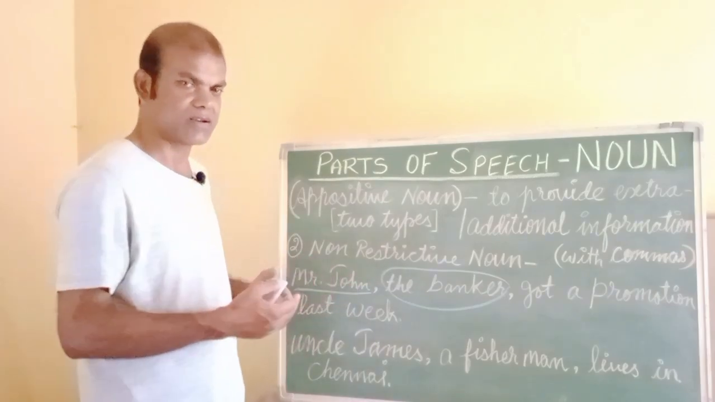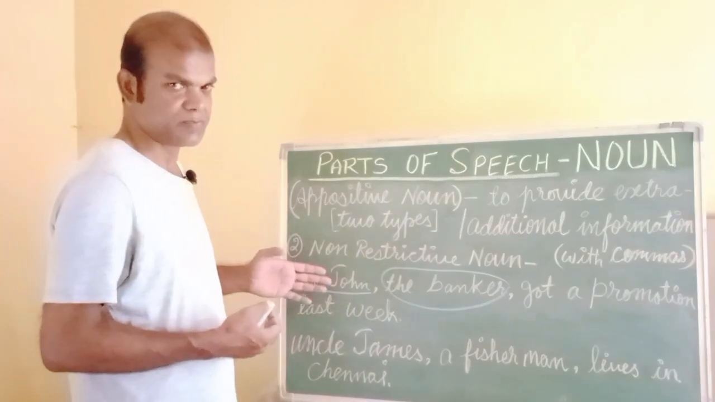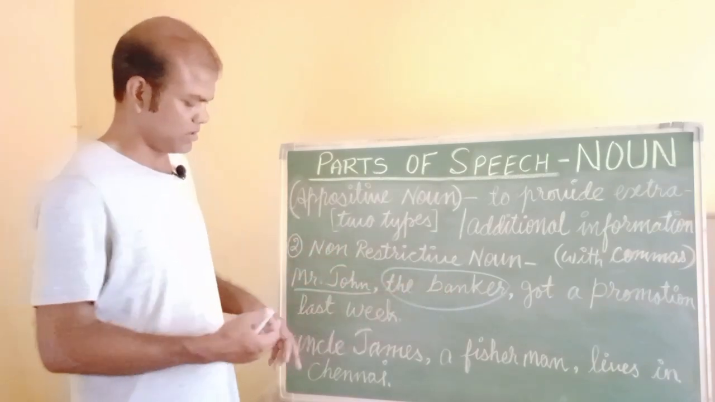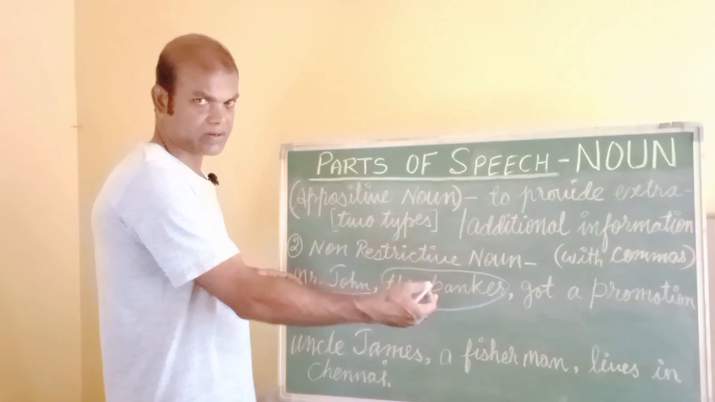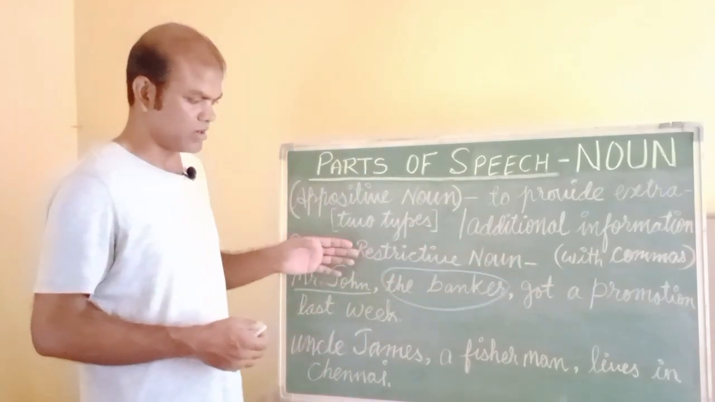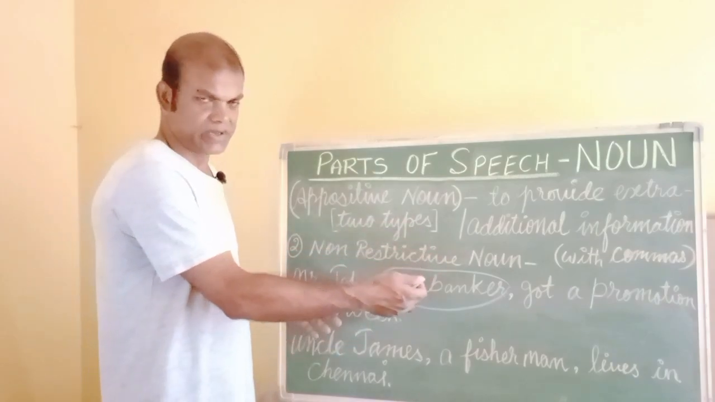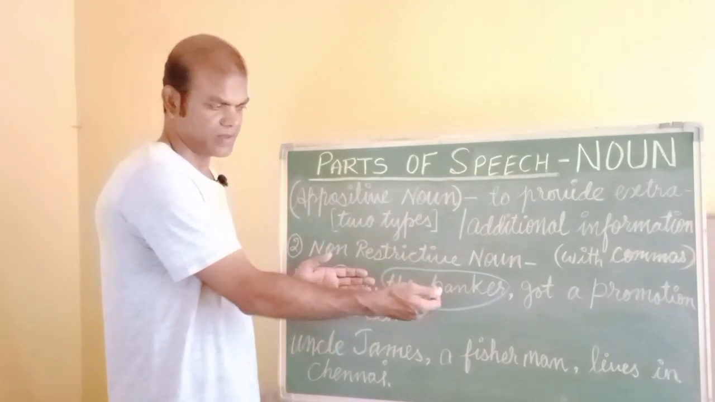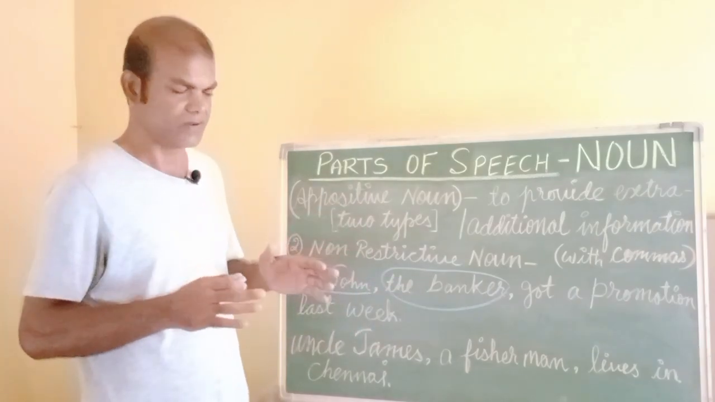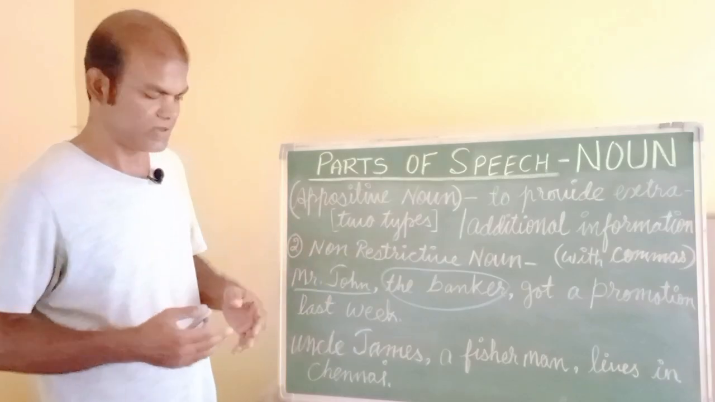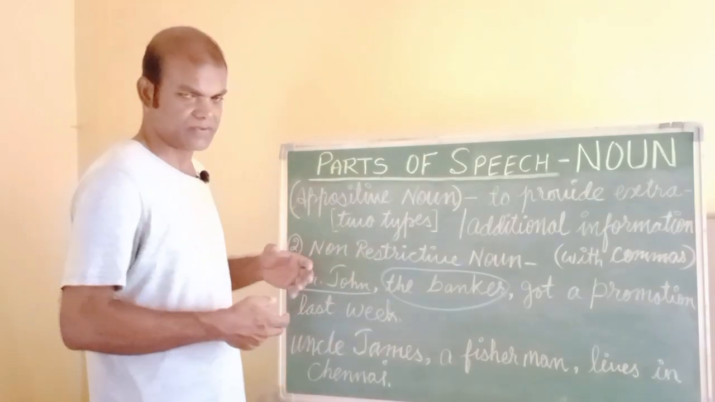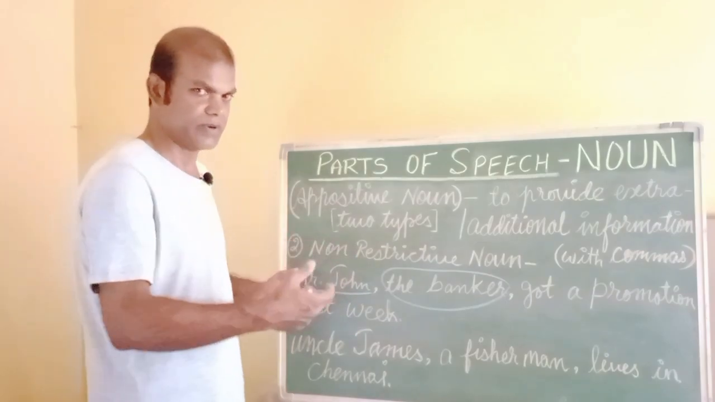Now to get the exact or extra information about this person, we added the appositive noun, the banker. Mr. John, who is the banker, got a promotion last week. Okay. Now in a non-restrictive noun, we can add the extra information with the commas, or we can remove the information. Both okay, no problem. In both cases, the sentence will be complete and understood. If we use the appositive noun, it will be a little more informative.